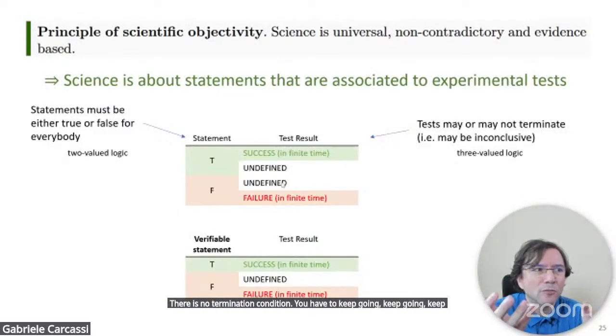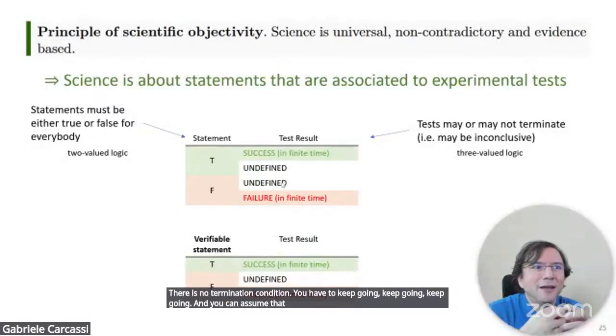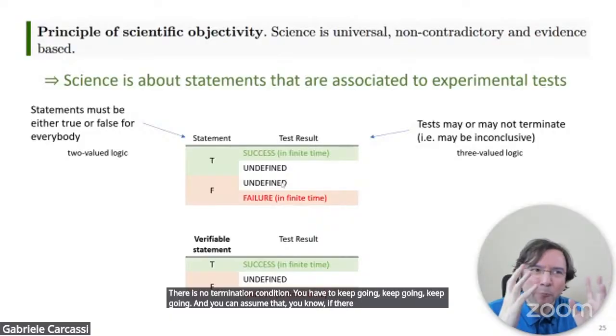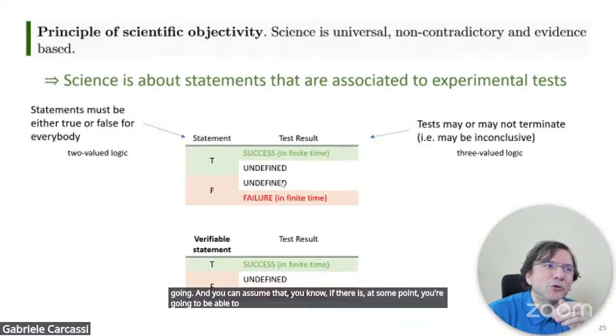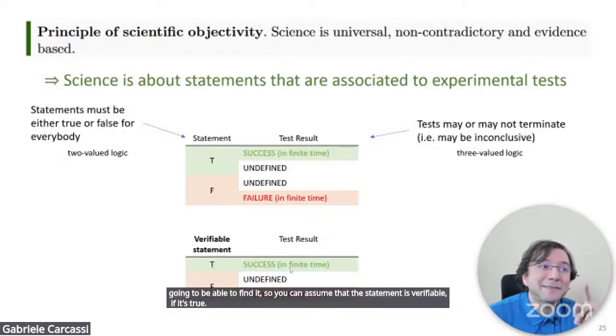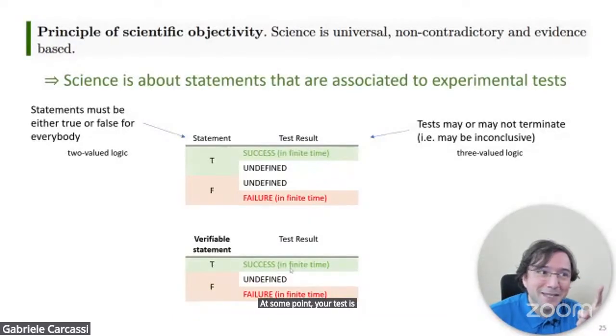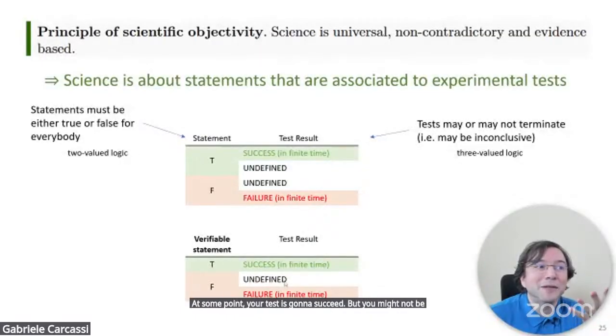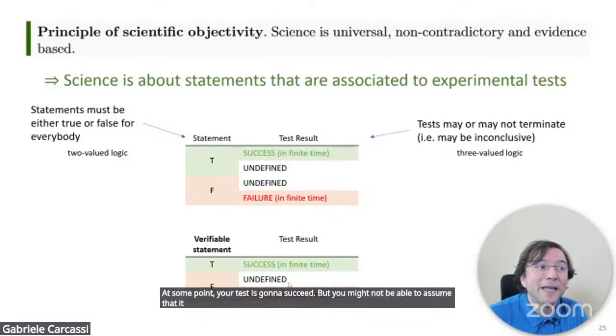And you can assume that if there is, at some point, you're going to be able to find it. So you can assume that the statement is verifiable. If it's true, at some point, your test is going to succeed. But you might not be able to assume that it's also a falsifiable statement. That is, that if the statement is false, then the test is going to fail in finite time.